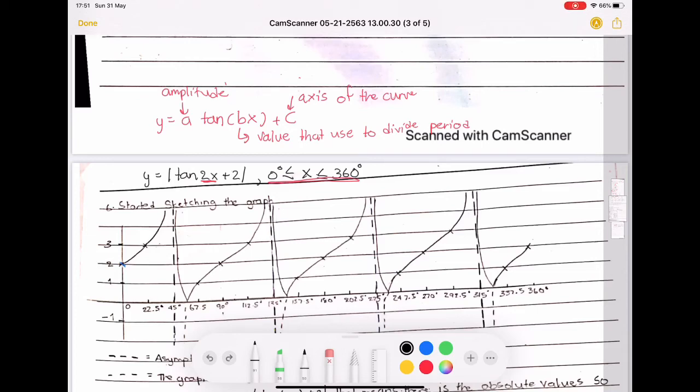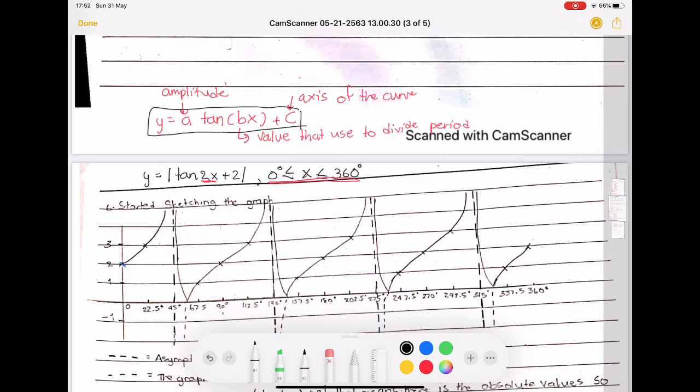Okay, to sketch a graph, we have to know the formula of the tan graph with modified period first. The formula is y equals a tan bx plus c. C is the axis of the curve. B is the value that we will use to divide the period. And for the scale or asymptote, and the amplitude is equal to a.